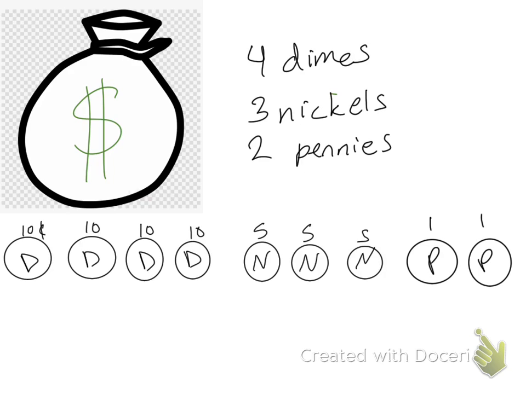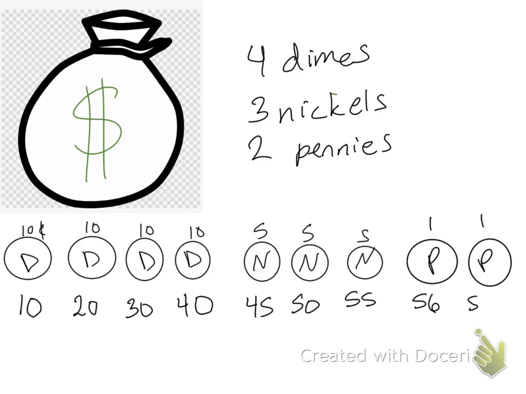So remember, we start by counting dimes. So we count each dime. So we have 10, 20, 30, 40. Then I count my nickels by 5. So that'd be 45, 50, 55, and then I count by pennies, 56, 57. So I have a total of 57 cents.